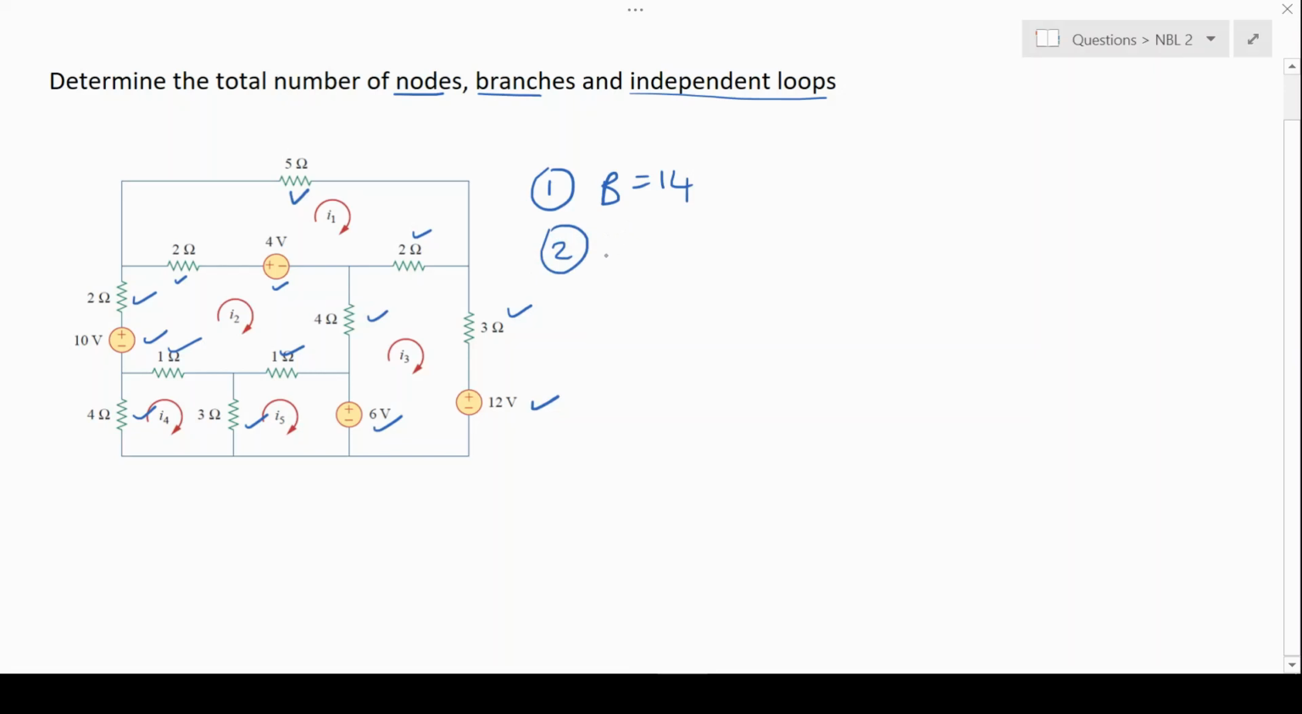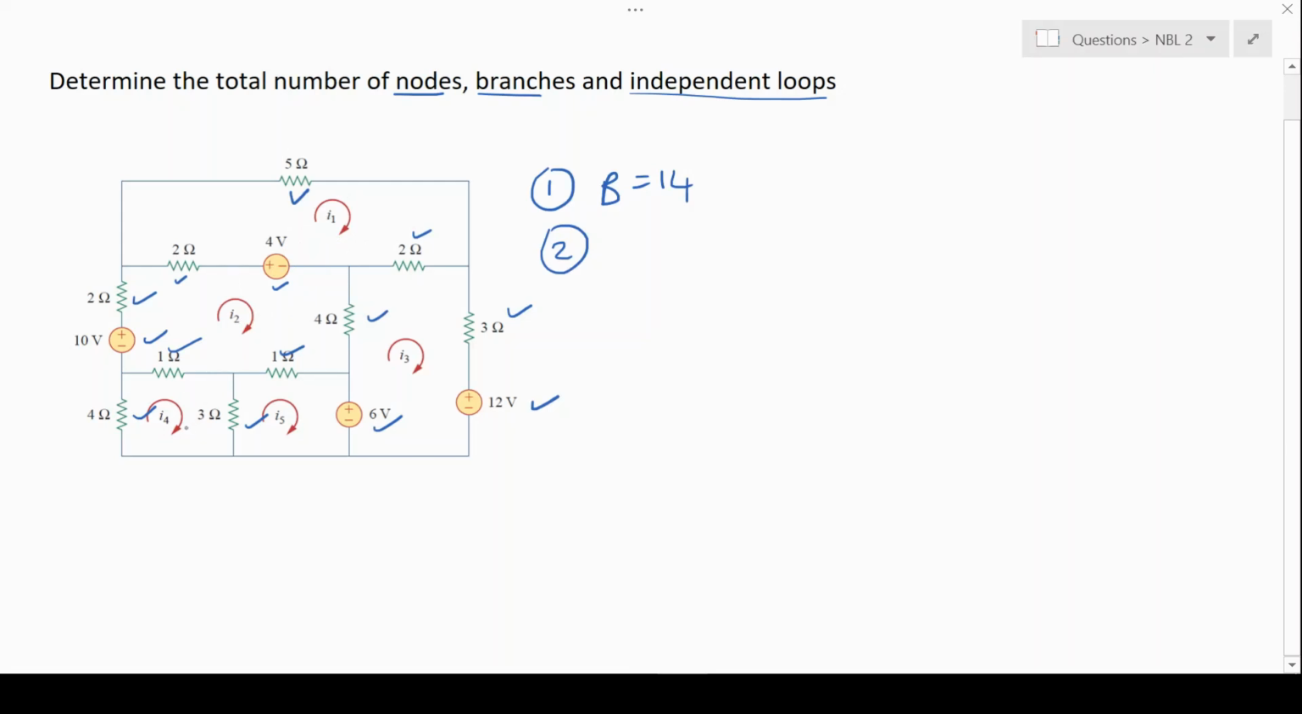Second, let's look at independent loops. So it should be simple for us to count the independent loops. That will be the first, the second one, the third one, the fourth one, and the fifth one in terms of the loops that will have at least one new element.